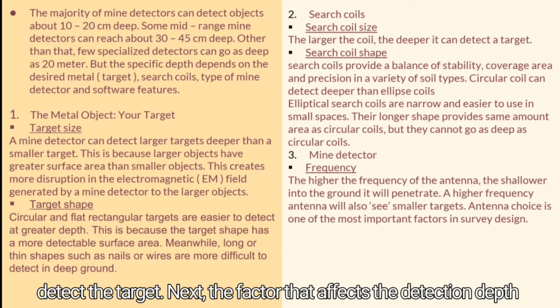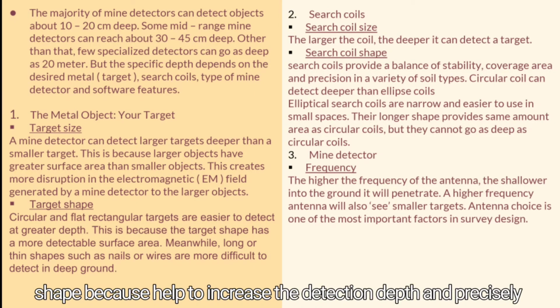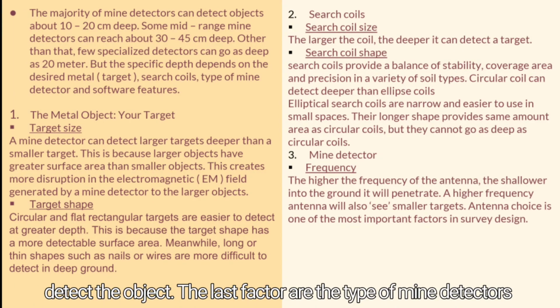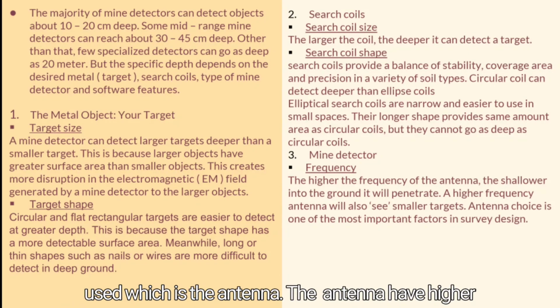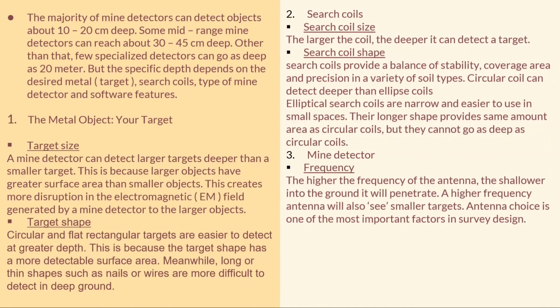Next, the factor that affects the detection depth is the search coils. The search coils must be large and in circular shape because this will help to increase the detection depth and precisely detect the object. The last factor is the type of mine detector used, which is the antenna. The antenna with higher frequency will help in detecting smaller objects.